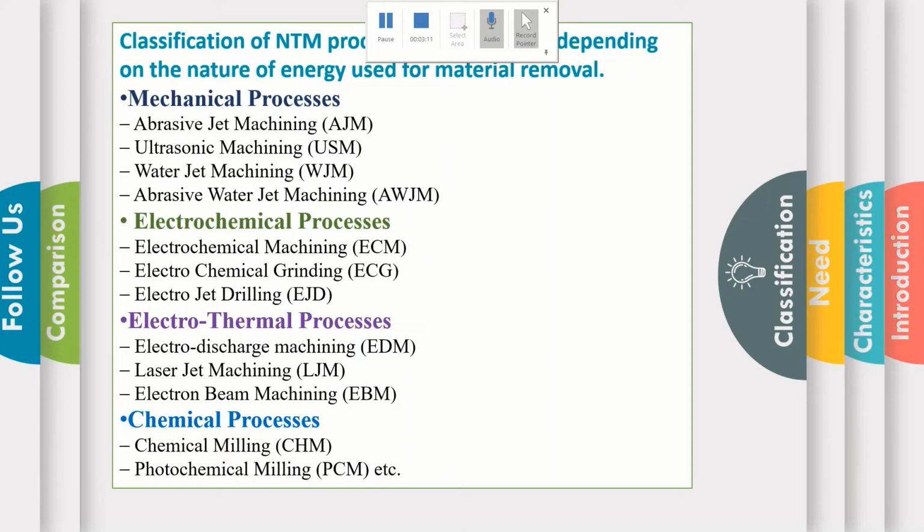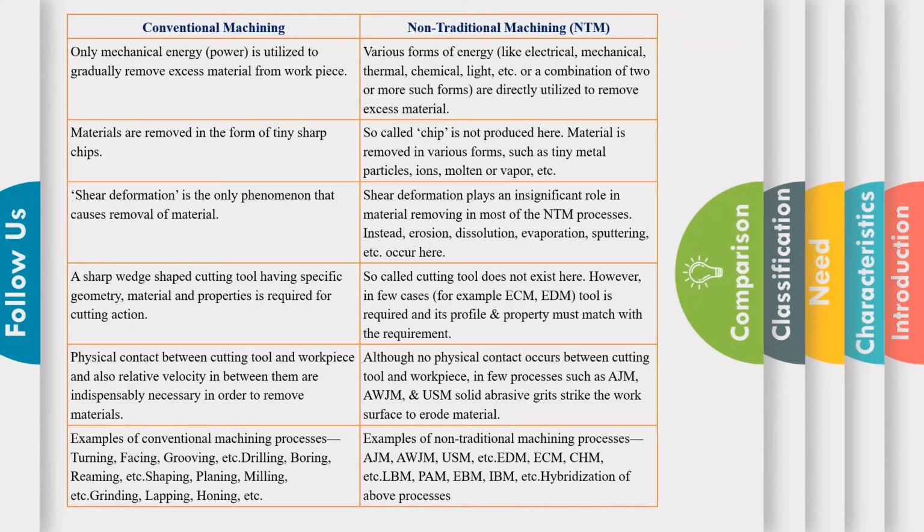Now we'll go for an important point, that is a comparison between conventional machining and unconventional machining. First point about conventional machining is only mechanical energy is utilized for material removal from the workpiece. On the other side, for NTM, various forms of energy like electrical, mechanical, thermal, chemical, or a combination of two or more forms of energy are directly utilized for the material removal process.